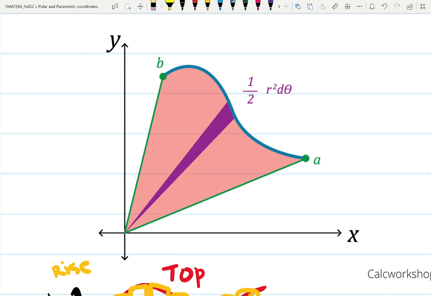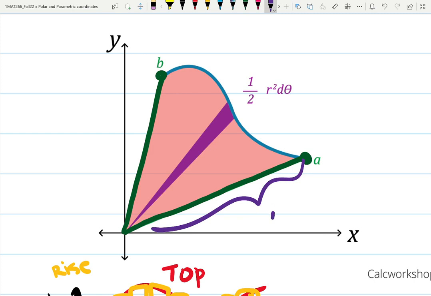What we're going to do is create the area between these types of lines, between A and B. A and B are points. They have different radii, right? Because the radius describes how far I am from the pole, r1 and r2. The pole is at the center. They all have different angles, theta 1 and theta 2.